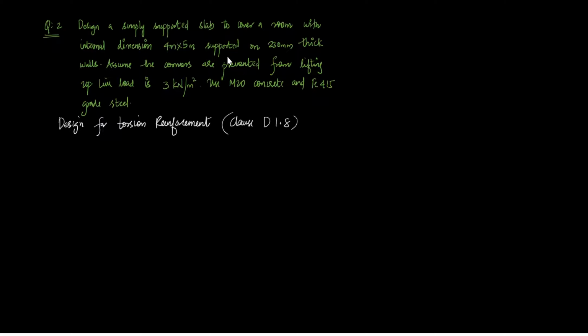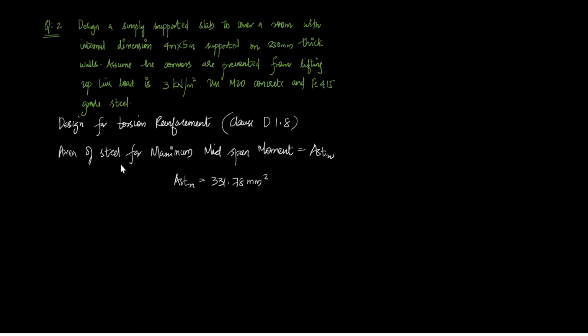Here it is given that the four sides are discontinuous. So the area of steel for the maximum midspan moment is ASTX. We need to provide as torsional reinforcement 3/4 of ASTX, that is 249 mm square. That is to a distance of 1/5 of the shorter span, that is 1/5 of LX, that is 0.827 meters.